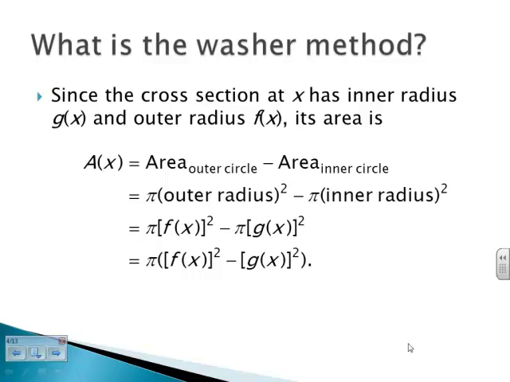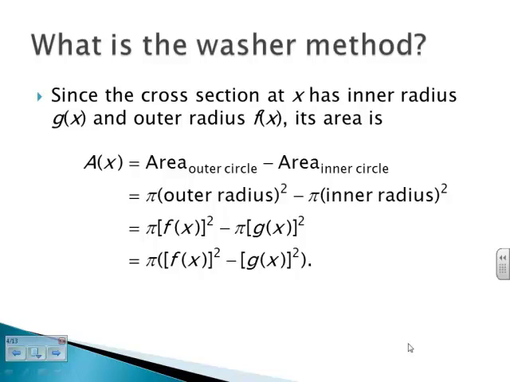To find the area of our washer-shaped cross-sections, we need to subtract the area of the inner circle from the area of the outer circle. The radius of the outer circle is f of x, while the radius of the inner circle is g of x. So to get the area of the outer circle, we take pi and multiply it by the outer radius squared. That is pi times f of x squared. To get the area of the inner circle, we take pi and multiply it by the inner radius squared. In this case, pi times g of x squared.